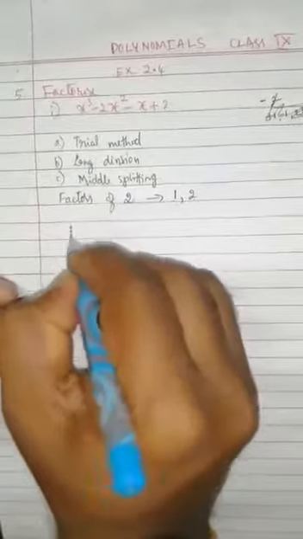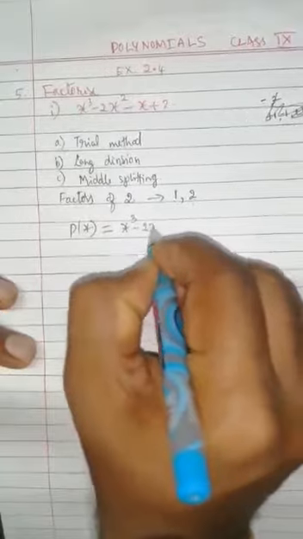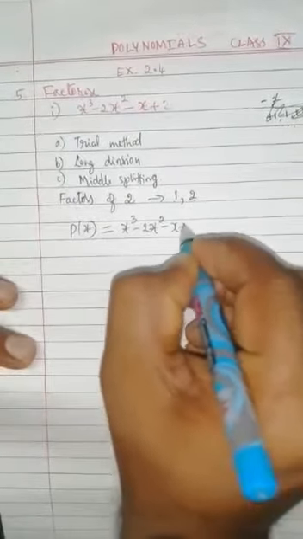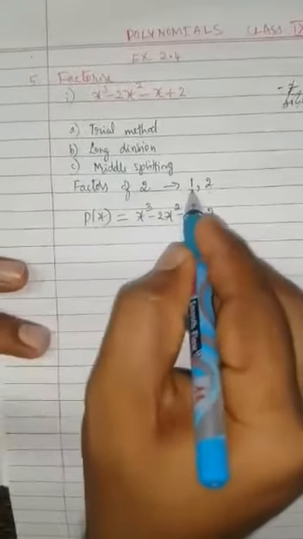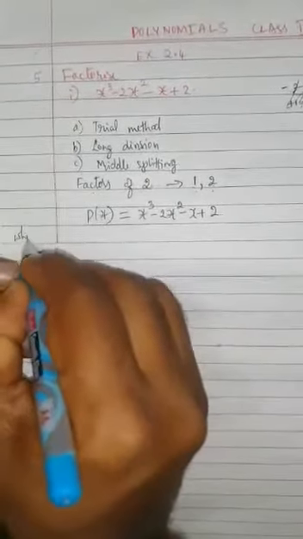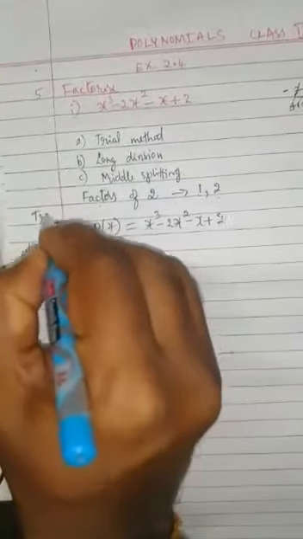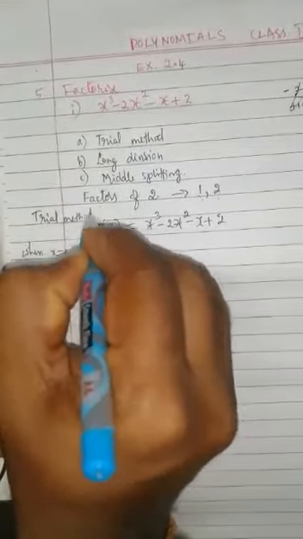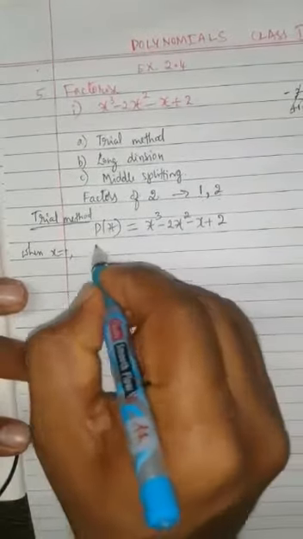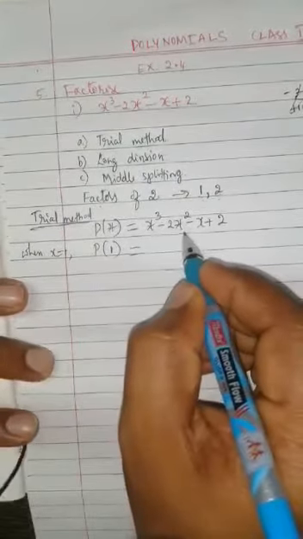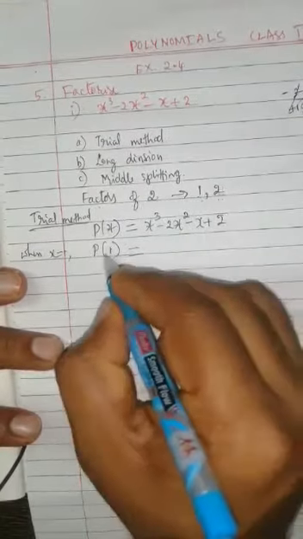Sure, let us try now. Let us take the given polynomial as p of x equals x cube minus 2x square minus x plus 2, right? Now, first, when x is equal to 1, we are taking. This is our first method, the trial method. Now we are substituting 1 here. P of 1, we must get 0. Suppose you are not getting 0, it's not a factor, so we have to go for the next, that is 2.